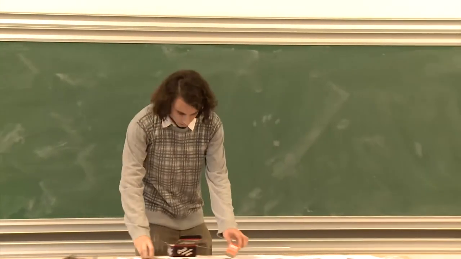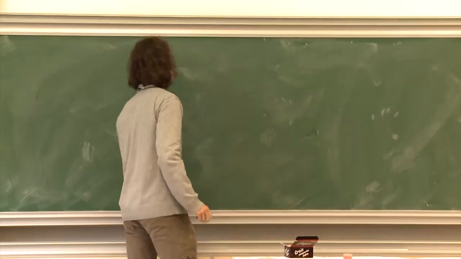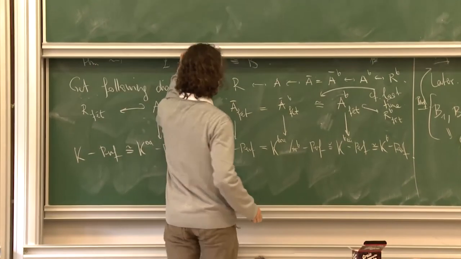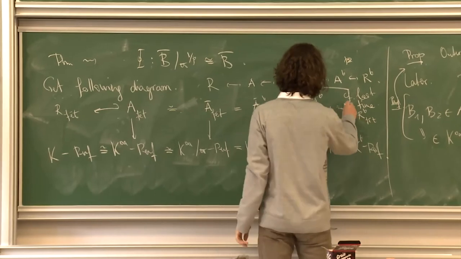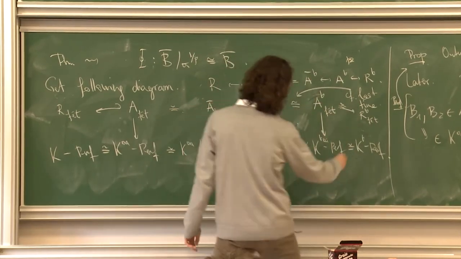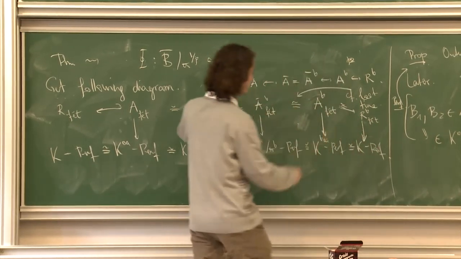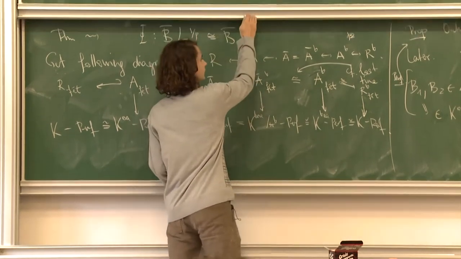Okay. And so it follows that the diagram here extends to an equivalence. And in particular, it follows that there's also this arrow here. We have just proved that they are all perfectoid.